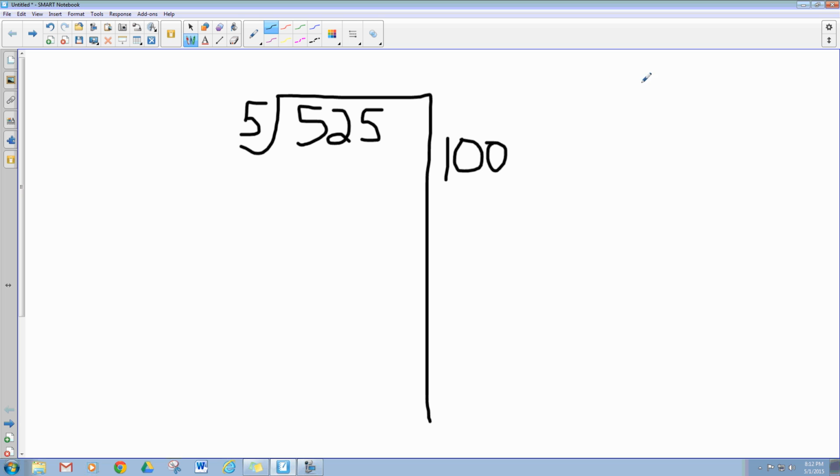The steps stay the same. We divide, multiply, and then subtract. So we've just divided. Now we'll multiply. 5 times 100 is 500. Subtract, and we are left with 25.